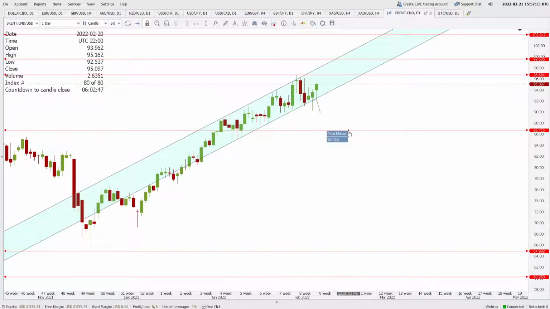So 86.71 is the horizontal support, 96.69 is the horizontal resistance, and this area around 92.55 is the dynamic support today, and tomorrow it will be 92.93 and it will keep increasing as the days go by.